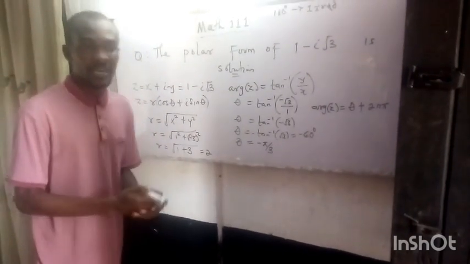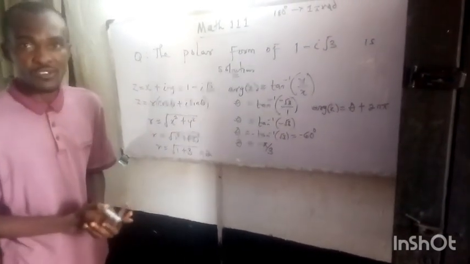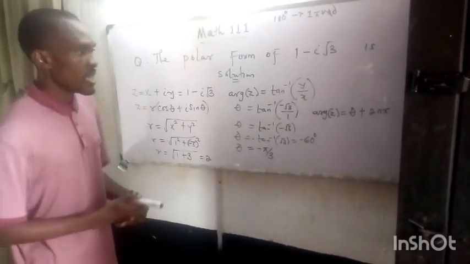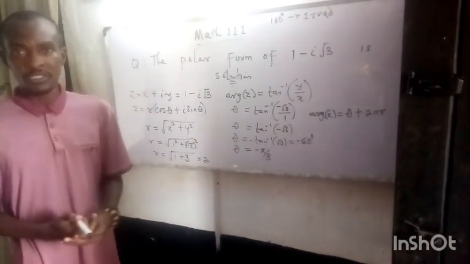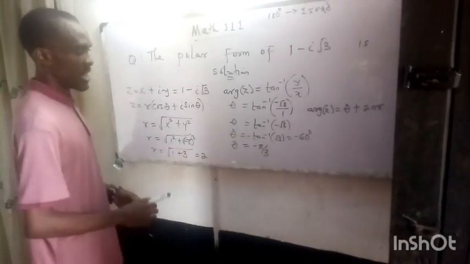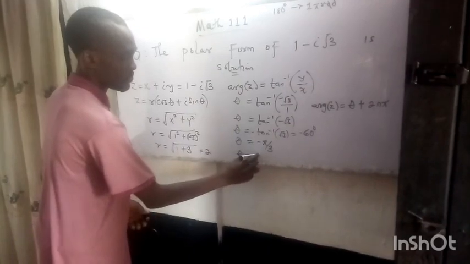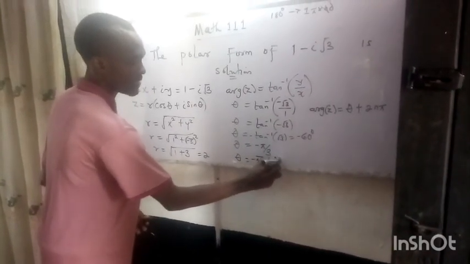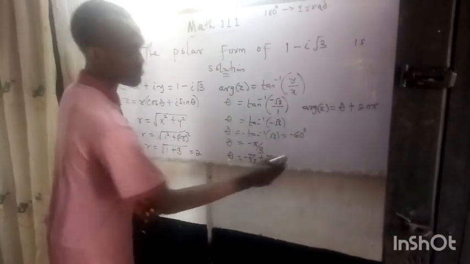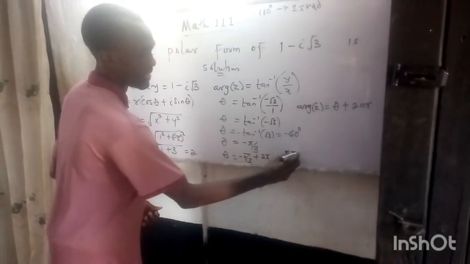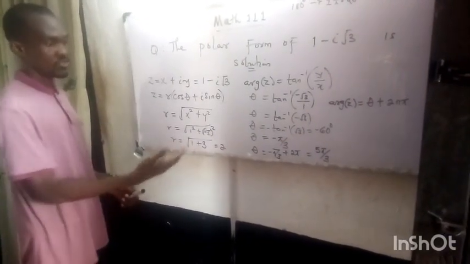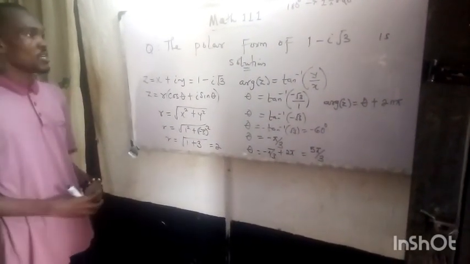Remember, n can be 0, n can be plus or minus 1, n can be plus or minus 2, n can be plus or minus 3. So if we choose n to be 1, then we can add 2 pi to minus pi over 3, and that is going to give us minus pi over 3 plus 2 pi. That is going to give us 5 pi over 3. So this becomes the argument that we are going to use, because this is a positive number.